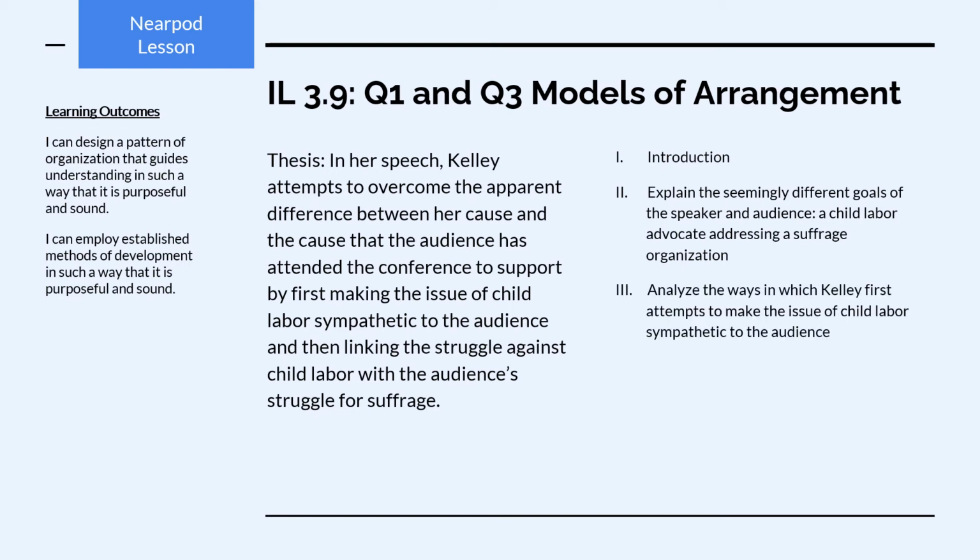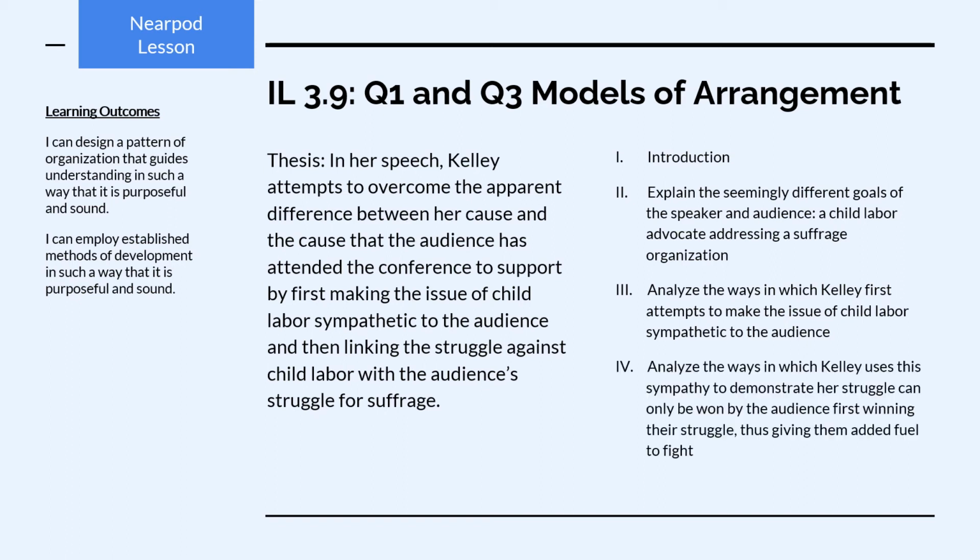Once I've established that obstacle, I'm going to analyze in my first analysis paragraph, paragraph 3, the ways in which Kelly first attempts to make the issue of child labor sympathetic to the audience. So generally just making them sympathetic to the plight of the children workers. Then in paragraph 4, I'll talk about how she uses this sympathy to then demonstrate that her struggle against child labor can only be won by the audience first winning their struggle of getting the vote, thus giving them added fuel to their own fight. And then lastly, I'll finish it up with my standard conclusion.